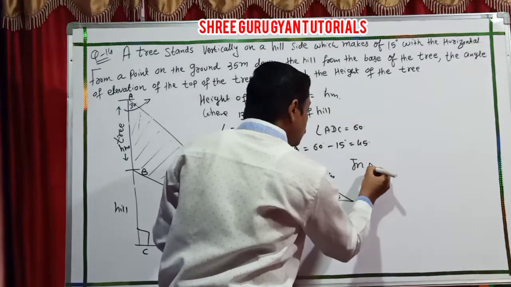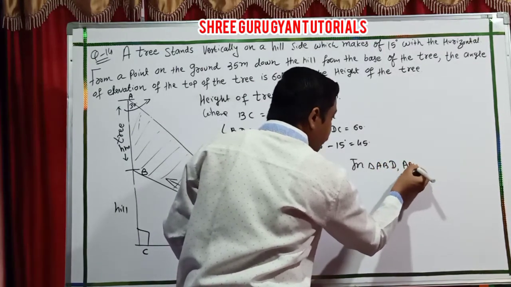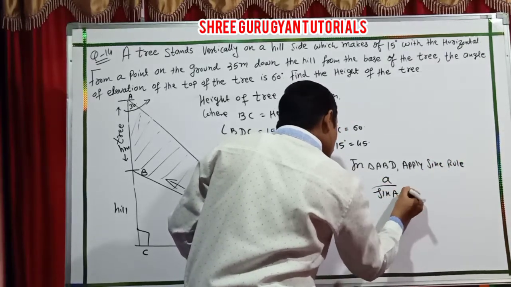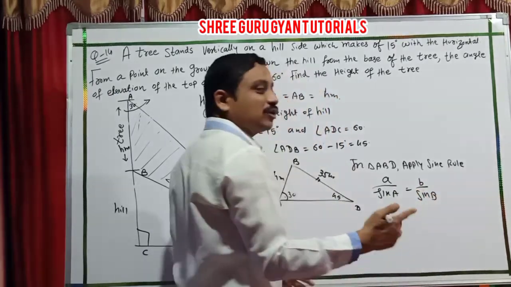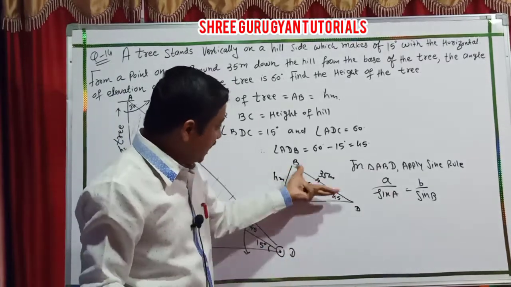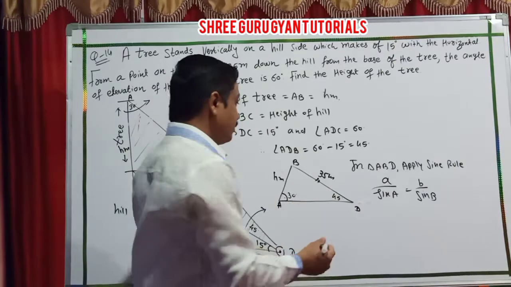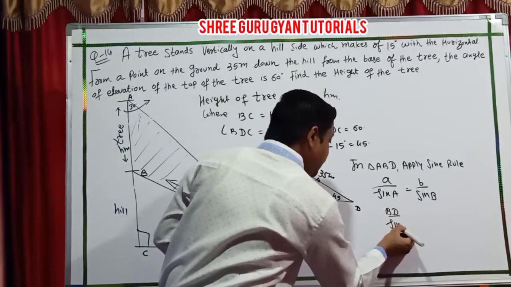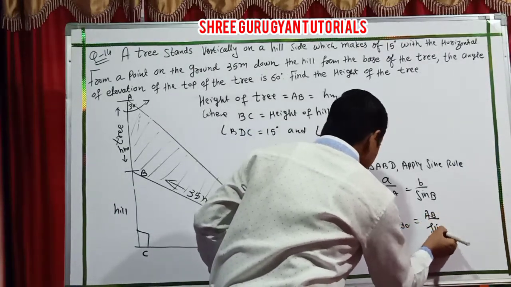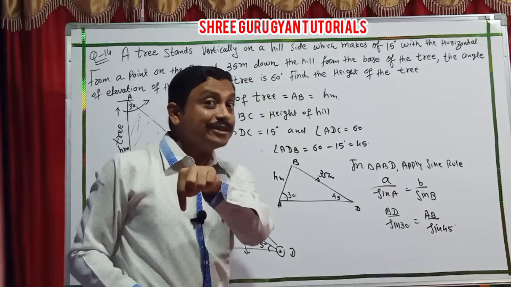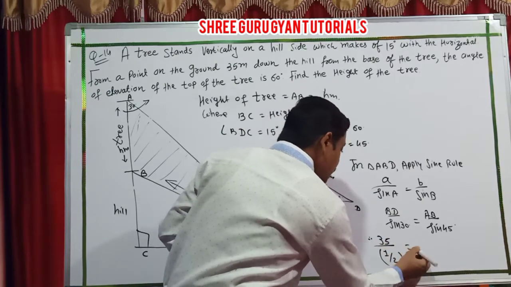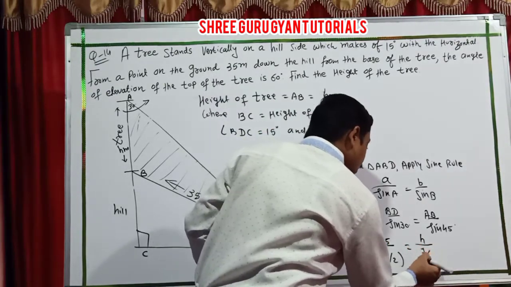And now students, I just apply our sine rule in this triangle ABD. What is the sine rule students? a by sine A is equal to b by sine B, and also the third, c by sine C. But here I am putting small letters inside. Checking the side and opposite angle, it means BD by sine 30 equals AB by sine 45. BD is 35, sine 30 you know is half, and here AB is h, sine 45 is known, 1 by root 2.